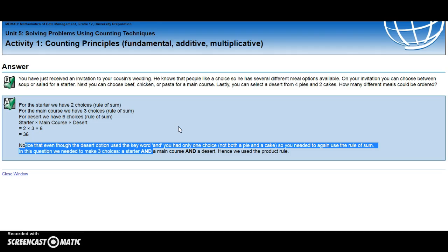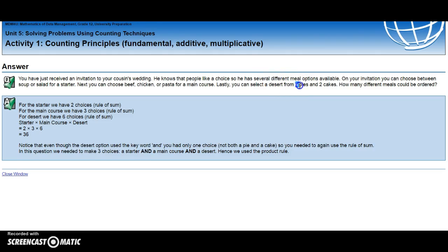Oh my, hold on. Let's go down here. My mouse is frozen. There are 4 pies and 2 cakes. So just note that you don't get a choice of pie and cake. You just get one choice there.